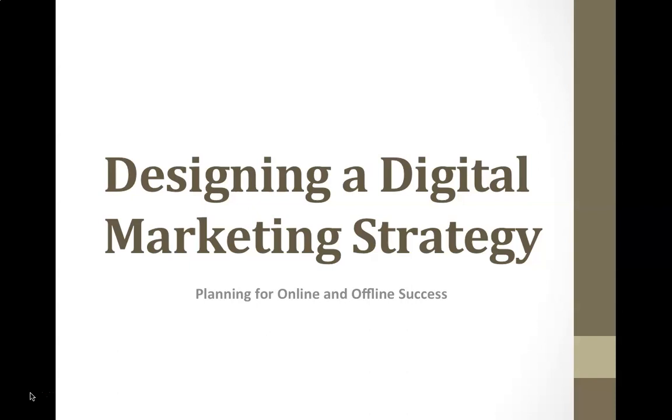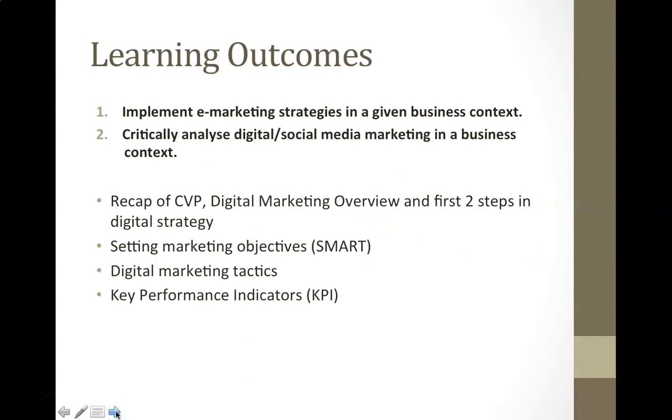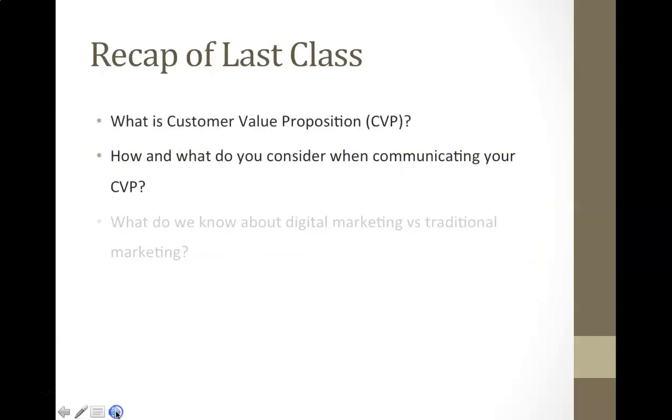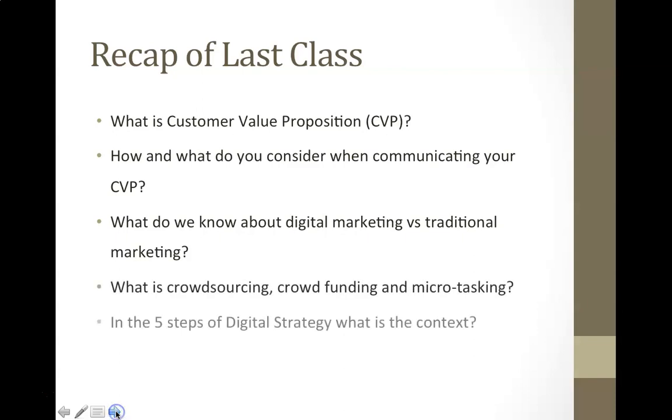So in the last couple of classes, we looked at value proposition, communicating the value proposition. What do we know about digital marketing versus traditional marketing? We looked at these three things of crowdfunding, crowdsourcing, etc. And then in the 5 steps of designing a digital strategy, we discussed what context is, and we'll just go over that quickly when we get to it in a second.